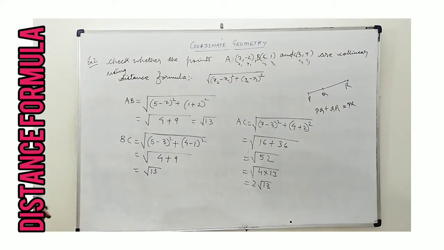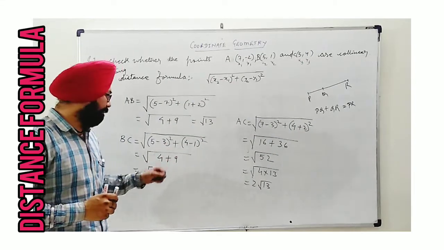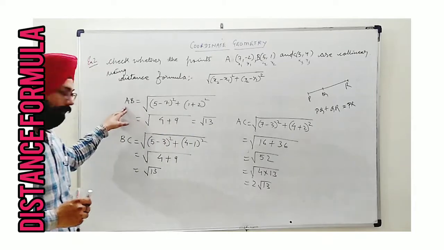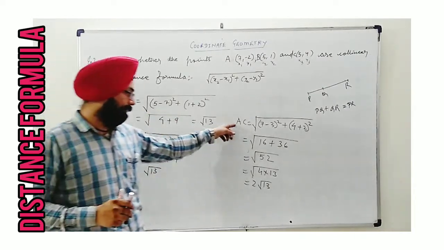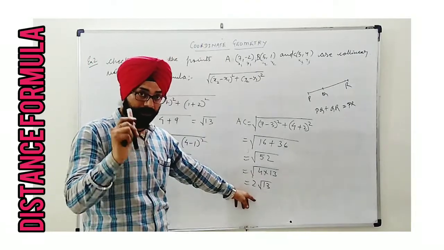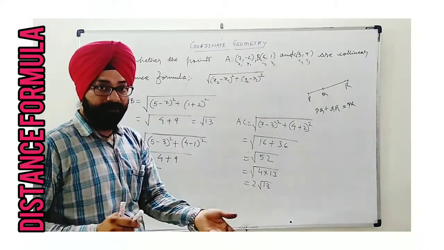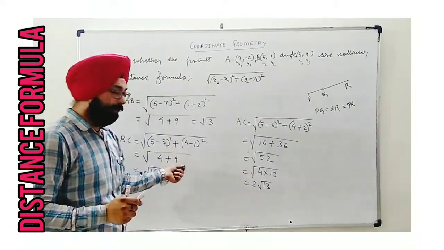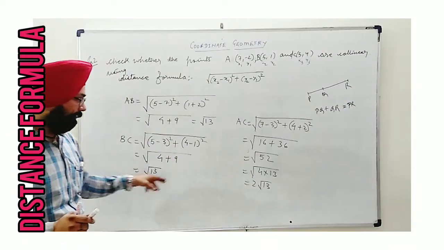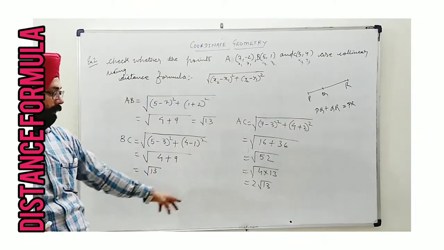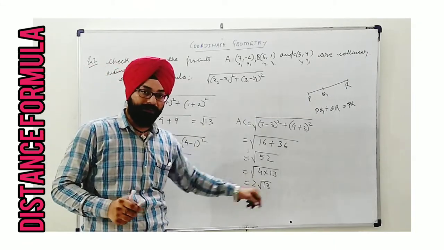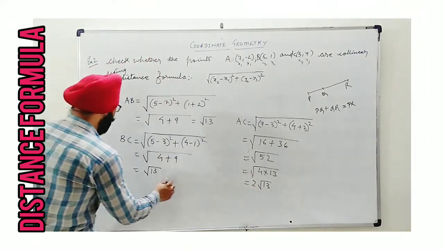Okay, we know that root 13 is not a fixed value, but we can see this root 13 is AB, root 13 is BC, and the longest distance is AC. According to the concept of collinearity, using distance formula, if the sum of two shorter distances is equal to the longest distance, you can see root 13 plus root 13 is equal to twice root 13.